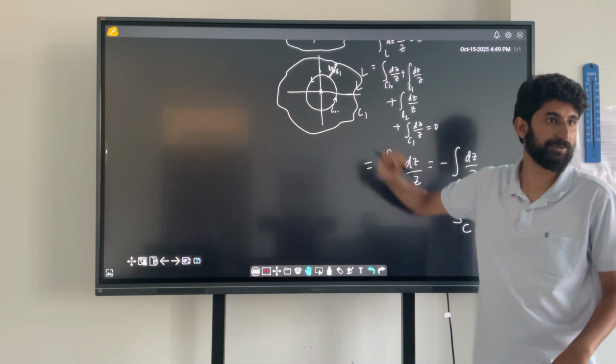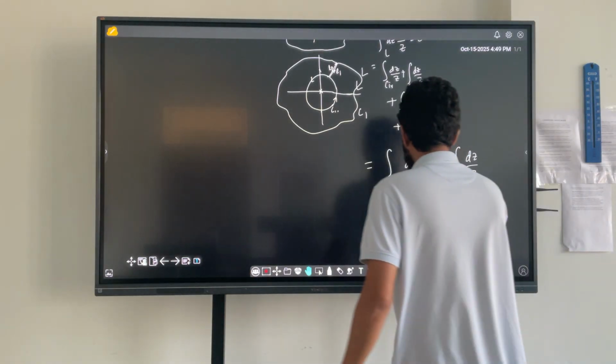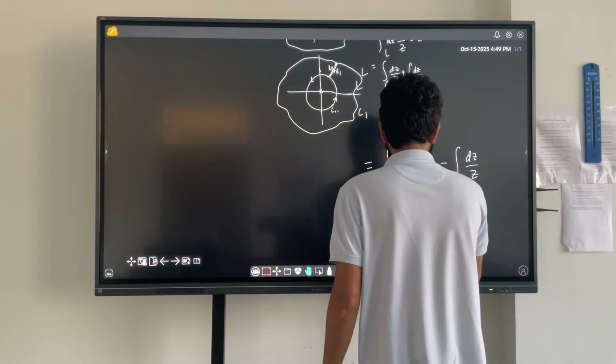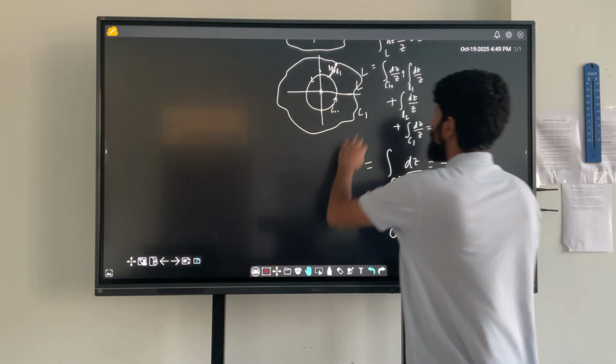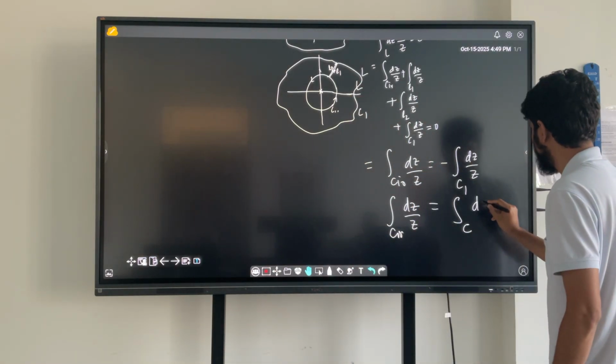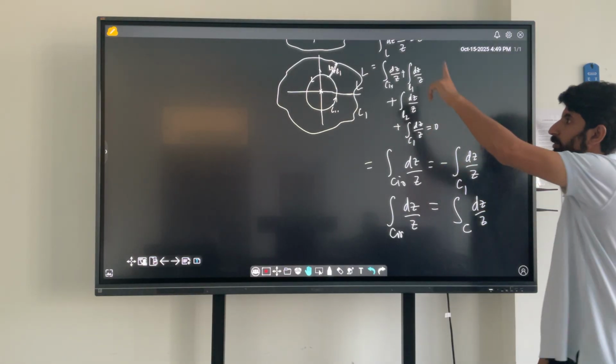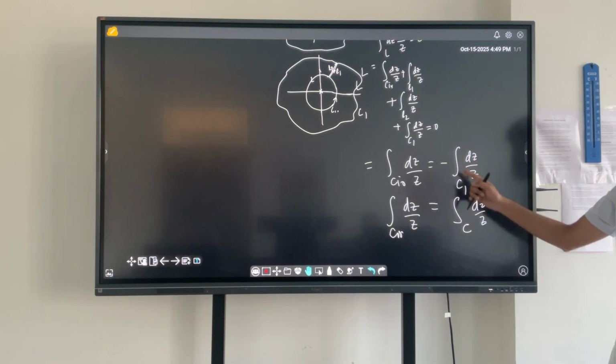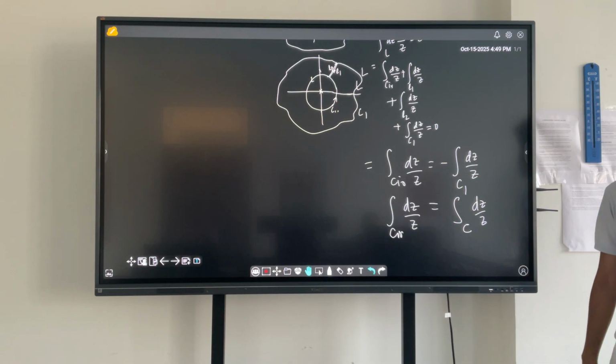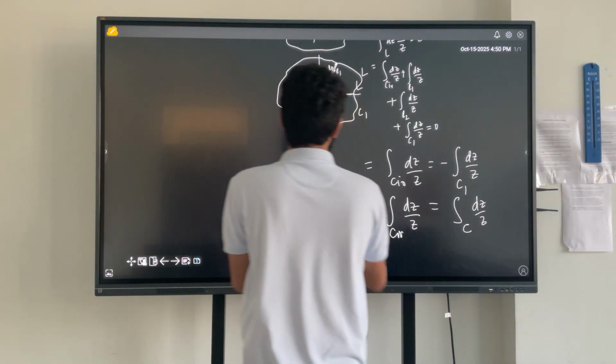The thing that you use. So integral over the circle dz by z, if you are doing clockwise, is the same as this integral over this loop dz by z, provided you go clockwise on both. Otherwise, there is a negative sign. Otherwise, there is a negative sign.